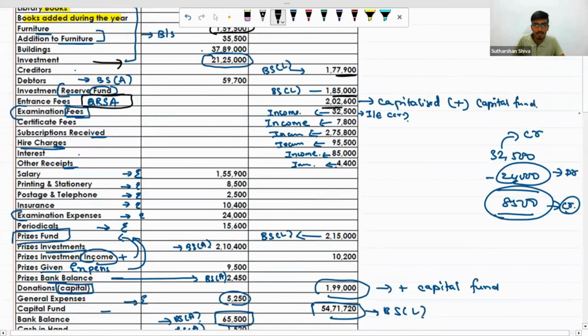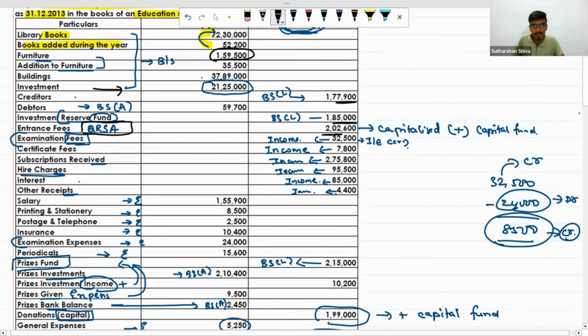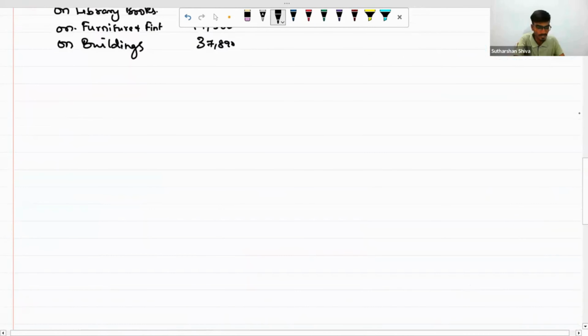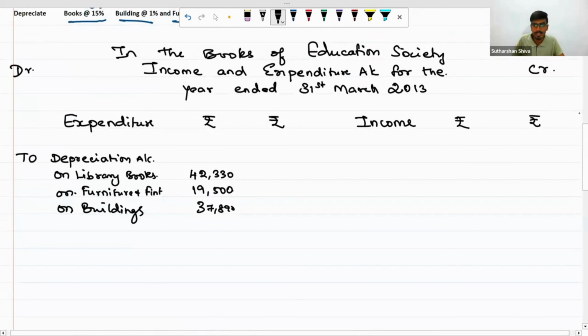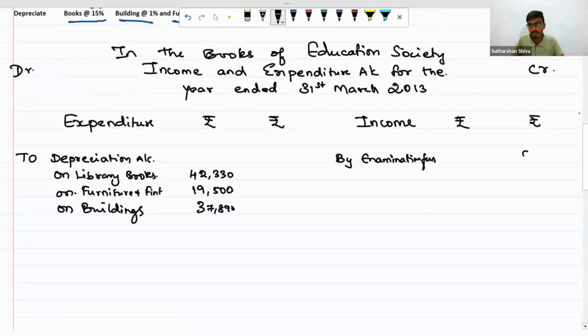Once done, we'll go to examination fees, which is 32,500. Certificate fees is 7,800. Are there any adjustments for it? No. We'll simply write down on the income side: by examination fee 32,500, by certificate fee 7,800.